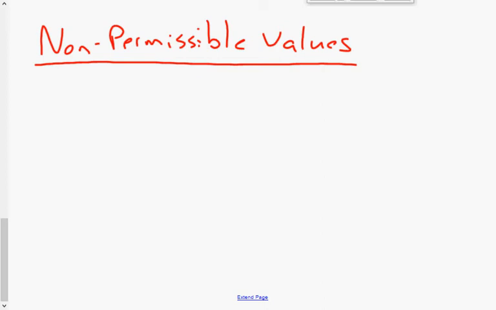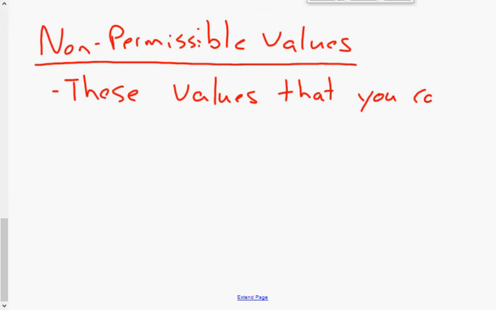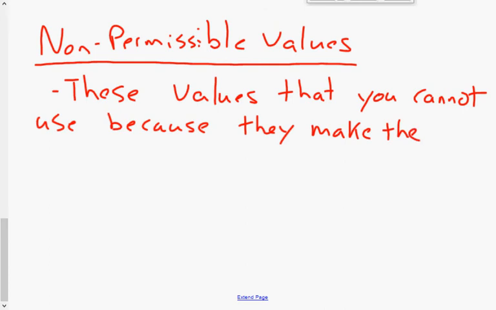So with non-permissible values, you have to look at your denominator and determine what values you can't put in. Okay? So these are values that you cannot use because I said so. No, I'm kidding. Because they make the denominator equal 0. You cannot have that. So basically, you just look at the denominator and you're like, well, what can't I put in here?